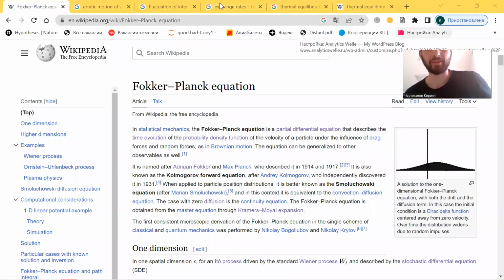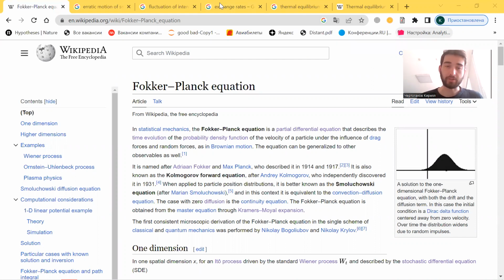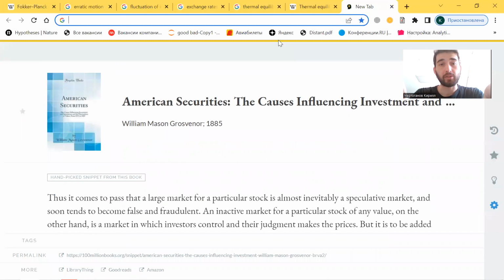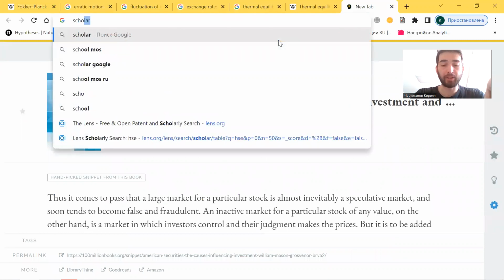Hello everybody, and today I would like to talk about Fokker-Planck equations. What are Fokker-Planck equations? Fokker-Planck equations describe the evolution of stochastic systems. I would like to remind you that by stochastic system, we mean a system which has quite random behavior.